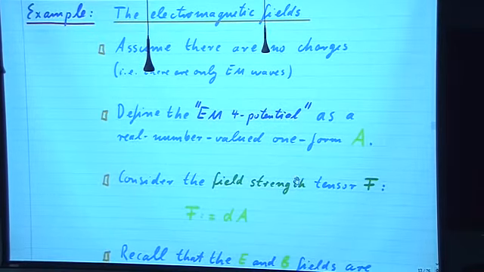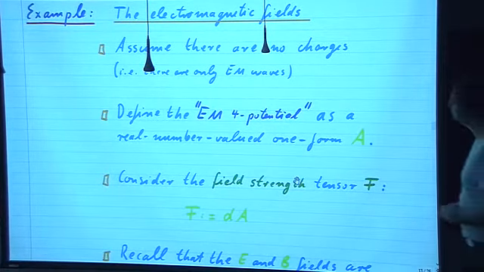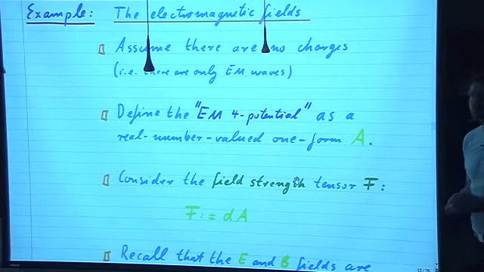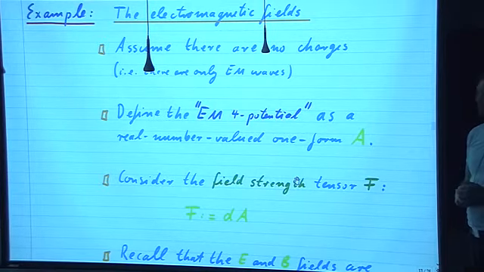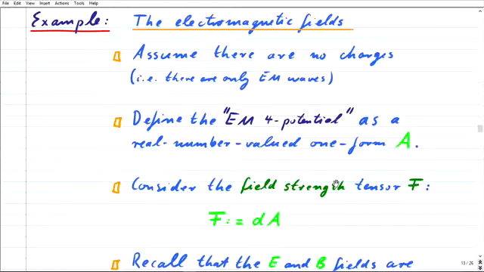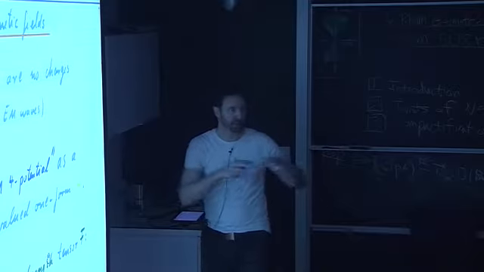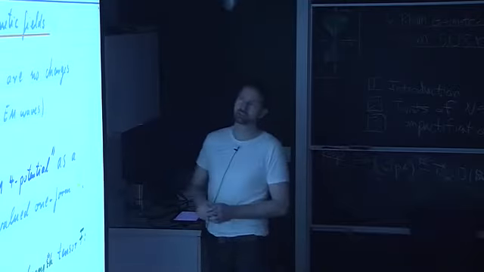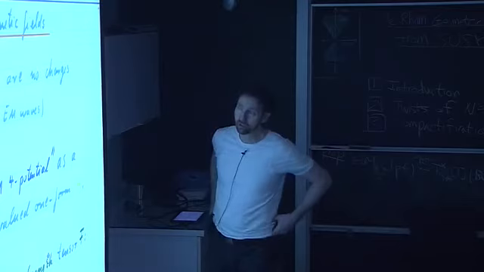Another example is electromagnetic fields. Assume that there are no charges. So let's look at just the free electromagnetic field. So there are only electromagnetic waves. We will later couple electromagnetism to matter fields, to charges, but for now let's consider electromagnetism alone.